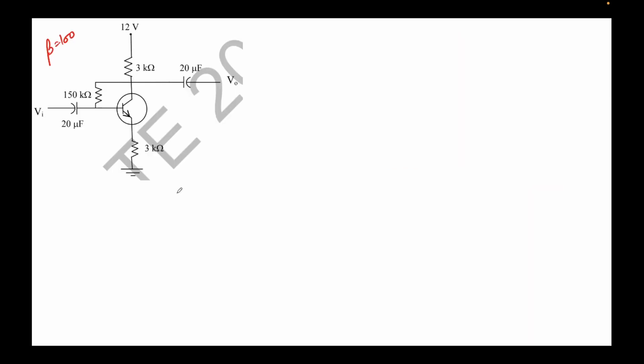Getting back to the problem, we were given beta equal to 100 in this circuit, and we were required to find the collector current IC. IC is shown in the figure, as you can see. And let's also label the node voltages.